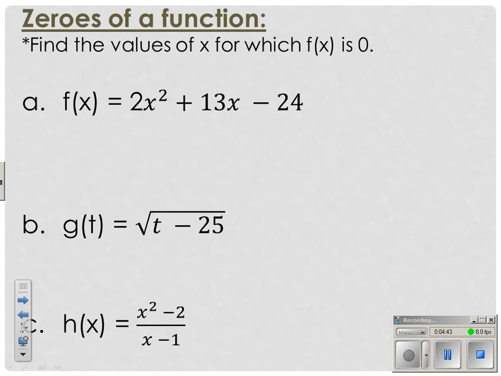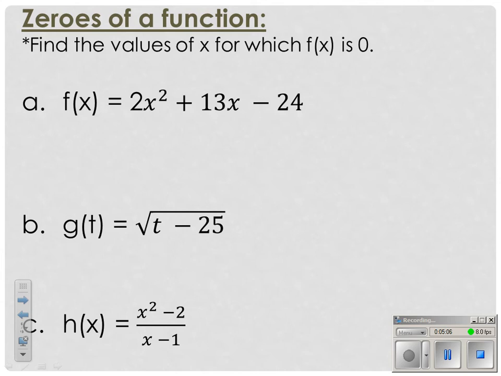Zeros of a function. We have been working with finding zeros of equations or zeros of functions. So if you take a look at example A, there's some done for you again in the book, A, B, and C. I'm going to focus on the checkpoint ones at the bottom because they are not already solved out for us. So for A, f of x is equal to 2x squared plus 13x minus 24.